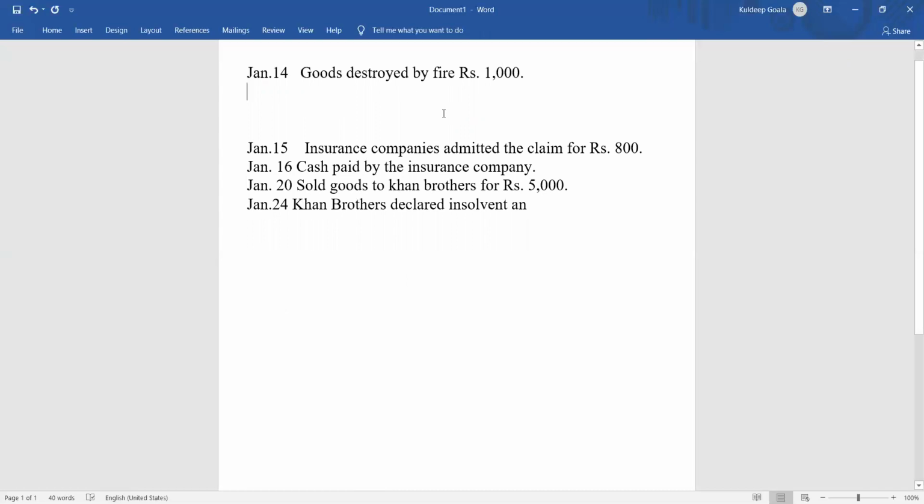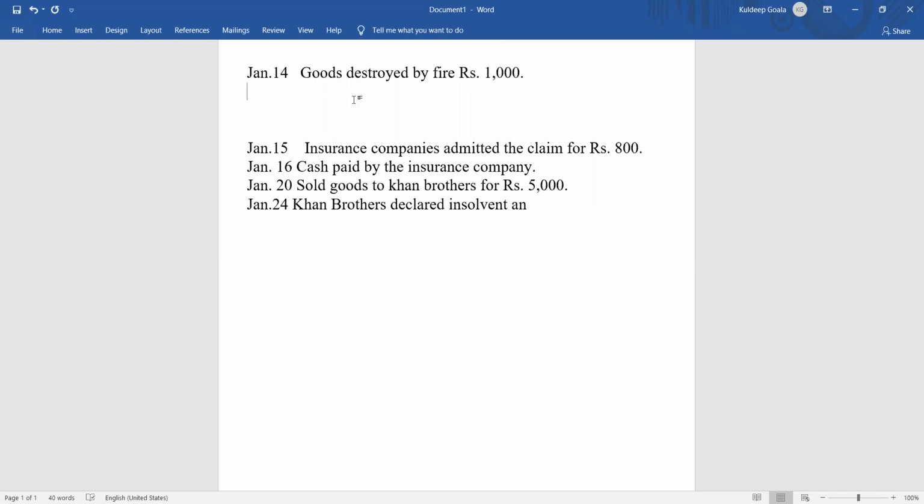So it's goods destroyed by fire, rupees 10,000, right? So what is the meaning of that? Let's try to understand first the meaning of this particular transaction. So we will concentrate on that and try to understand the meaning. Goods destroyed by fire, rupees 10,000. What is the meaning of that?